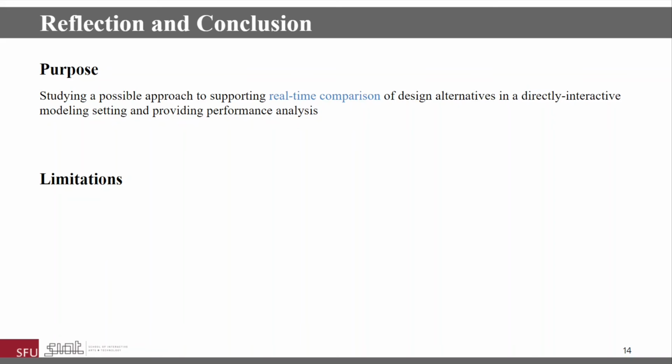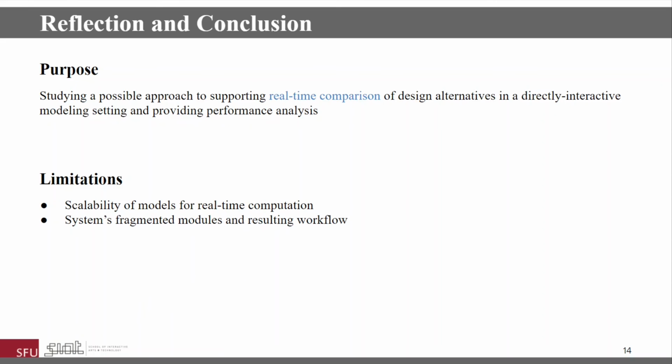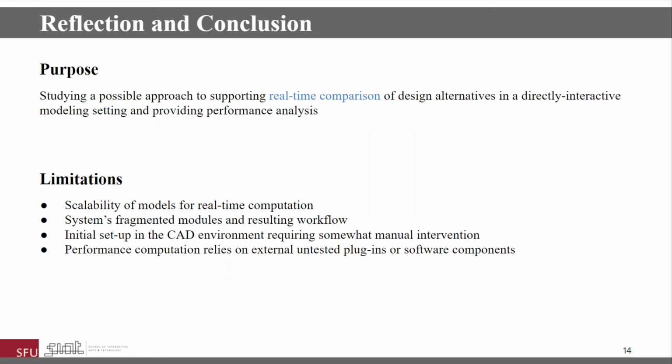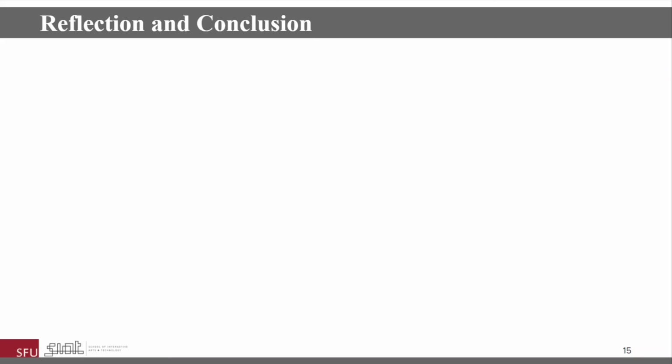Current version of DCAT will be improved by increasing the computation speed, better integration of systems' fragmented modules within the workflow, reducing manual interventions for initial setup of CAD environment, and testing the reliability of plugins we use for development of DCAT. DCAT cannot change design models in its current implementation. The information flow is unidirectional due to the technical difficulties we have faced in the system's API, which we will address in the next phases.